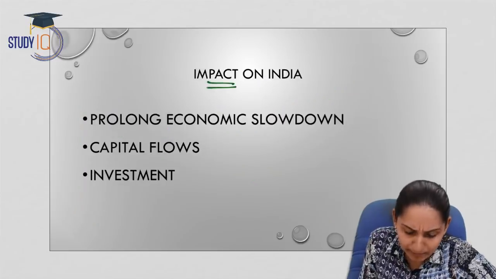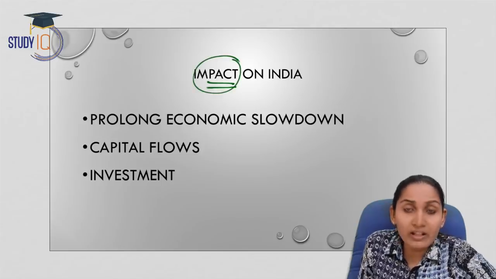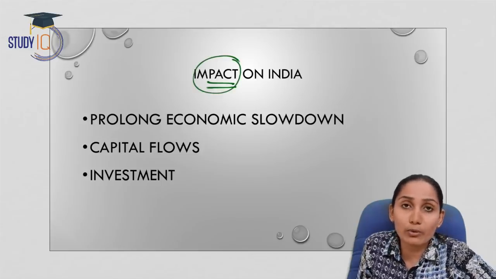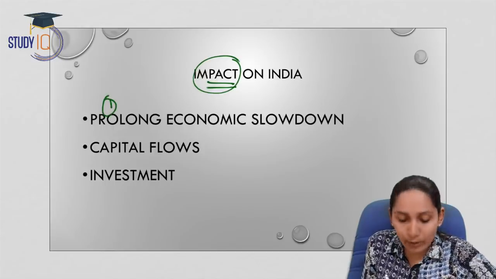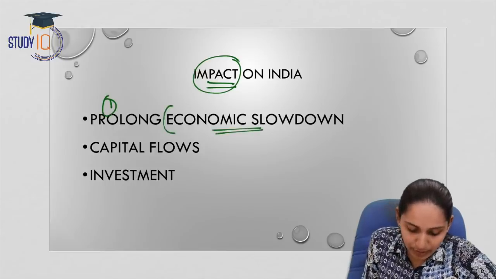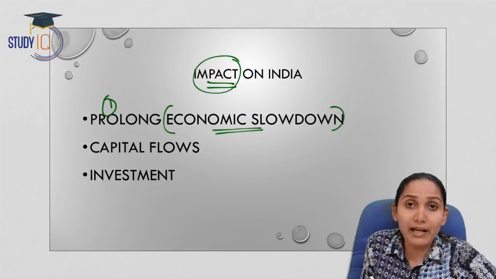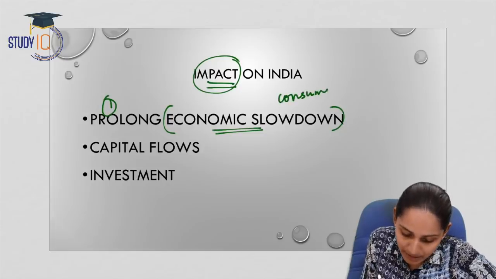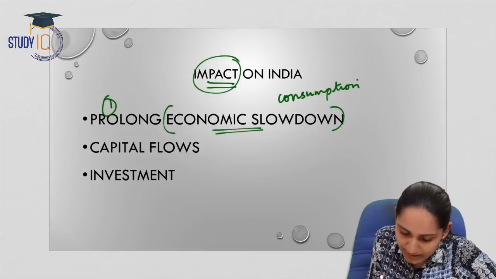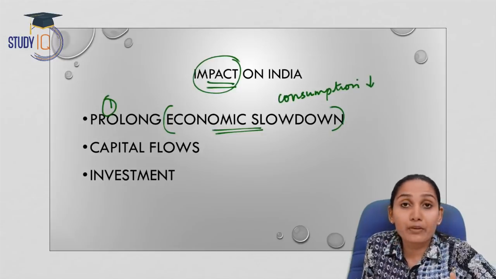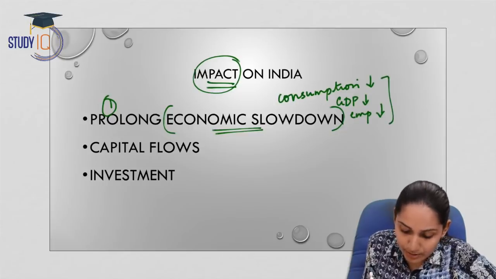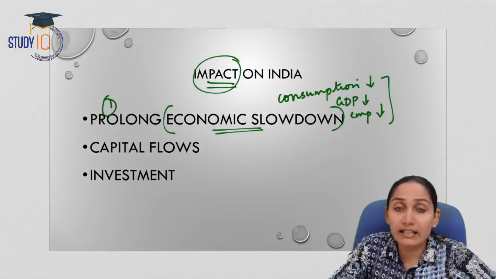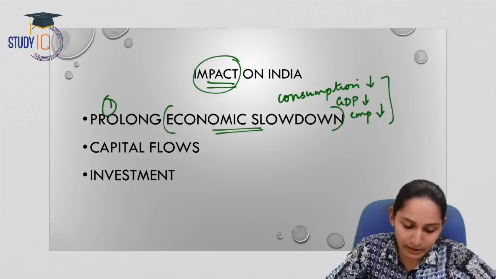Now let us come to the impact on India. So what impact will the global growth slowdown bring for India? First one, India is already going through a phase of economic slowdown. India is a demand driven economy. The consumption rates in the Indian economy have come down. The output or the GDP has come down. Also the employment generation has come down. So these are all indications that the Indian economy is already going through a crisis.